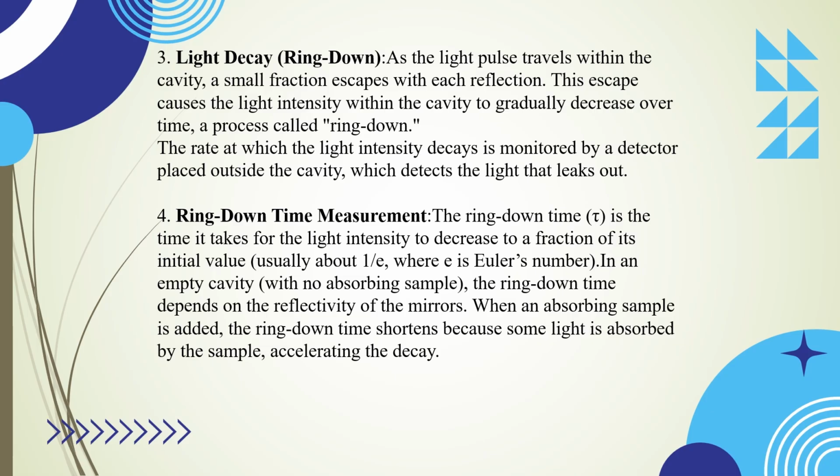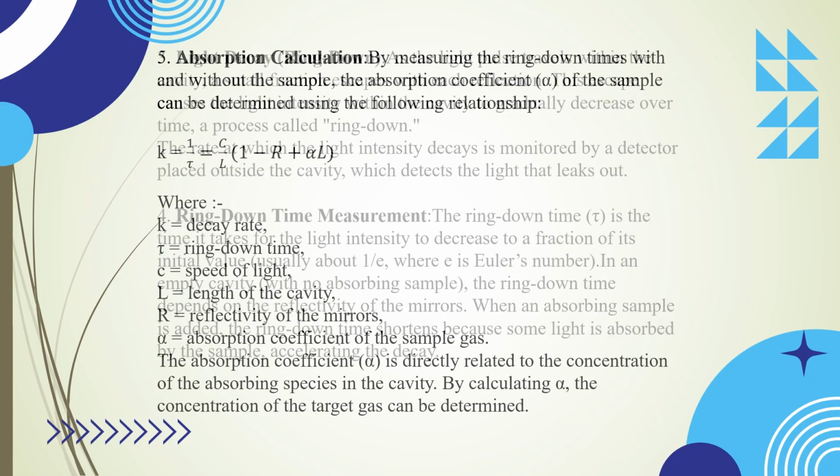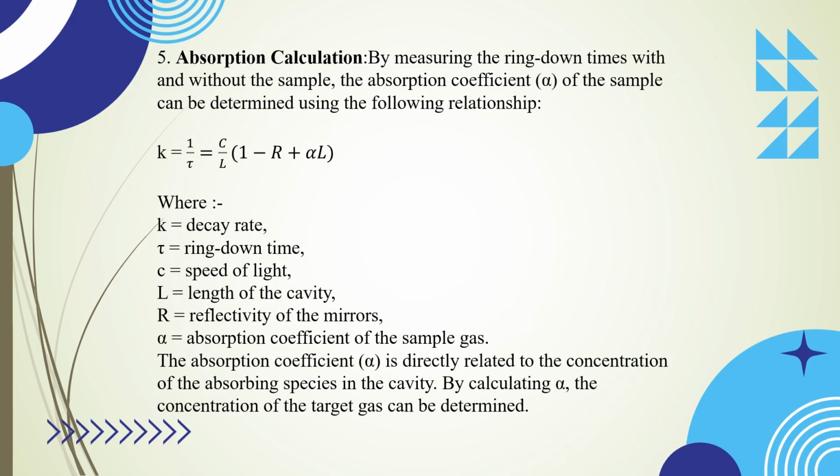Fourth, ring down time measurement. The ring down time is the time it takes for the light intensity to decrease to a fraction of its initial value. In an empty cavity with no absorbing sample, the ring down time depends on the reflectivity of the mirrors. When an absorbing sample is added, the ring down time shortens because some light is absorbed by the sample, accelerating the decay.